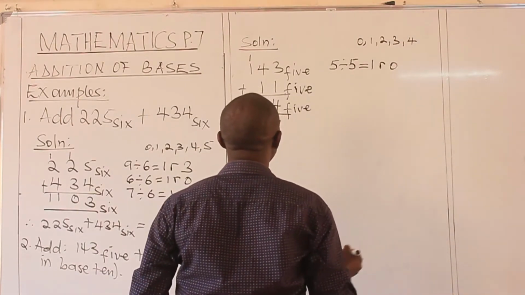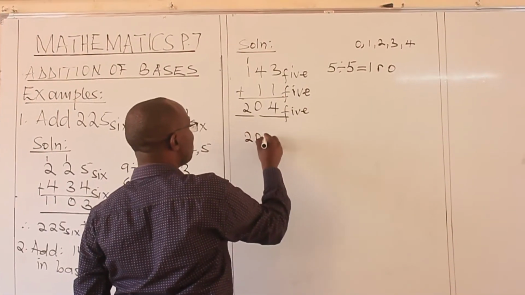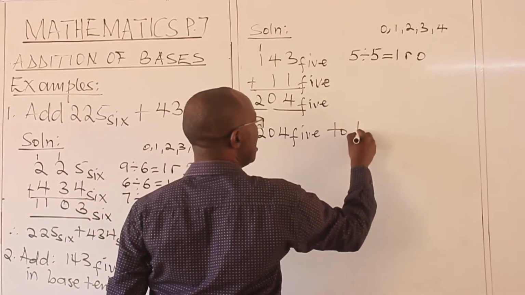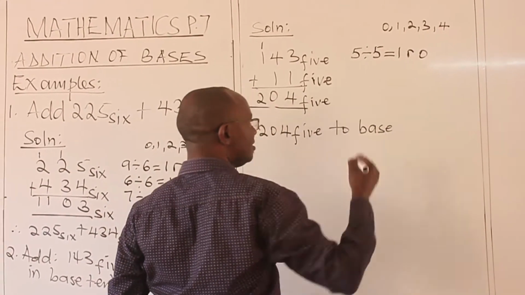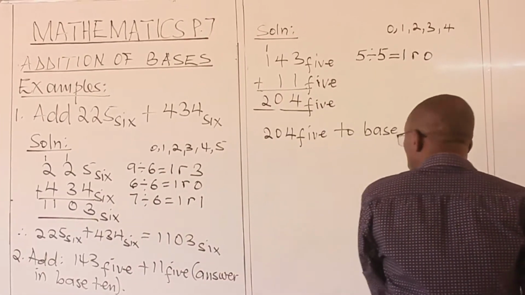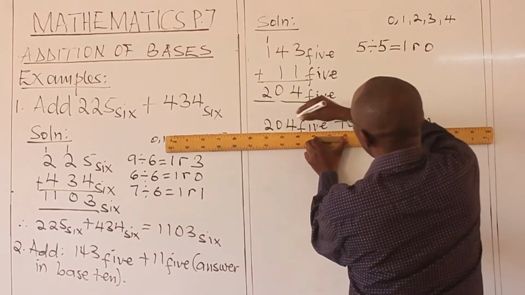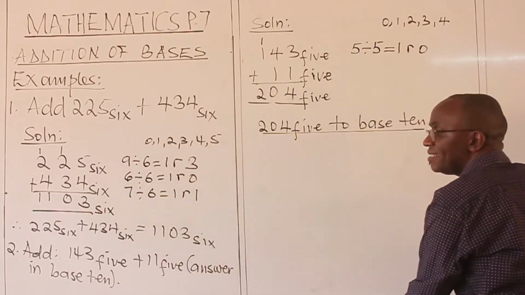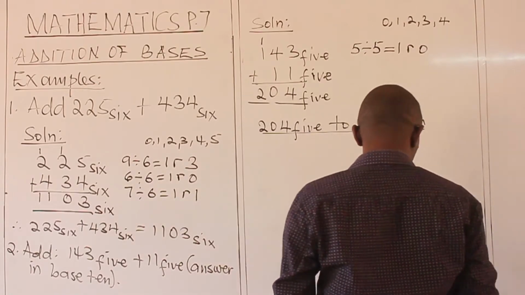That means you have to change 204 base 5 to base 10. Or I can say to decimal, because decimal is base 10. Now I'm going to change my answer to base 10 because I've been restricted to express my answer in base 10. How do we express in base 10?